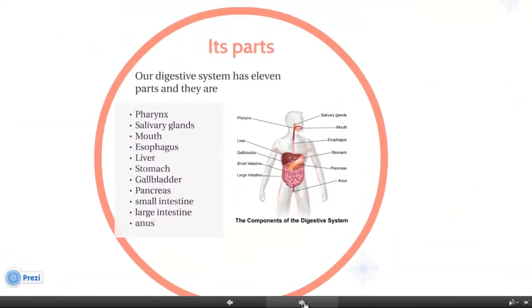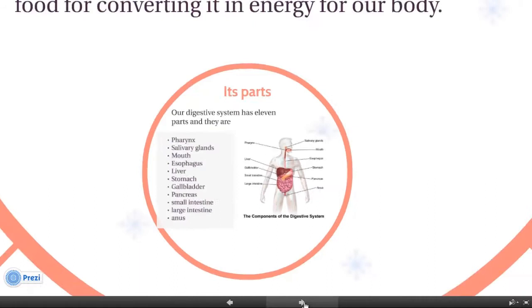Its parts. Our digestive system has 11 parts and they are pharynx, salivary glands, mouth, esophagus, liver, stomach, gallbladder, pancreas, small intestine, large intestine, and the anus.